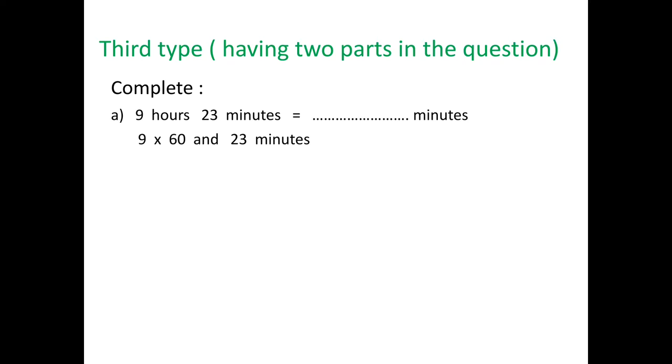What is the relation between hour and minute? I know that there are 60 minutes in an hour. This is why I used 60. So multiply 9 times 60 and leave the 23 minutes as they are. Now everything is written in minutes. I converted the hours to minutes and I left the 23 minutes as they are. Now I can add them together because both of them are minutes now. So the answer is 563.